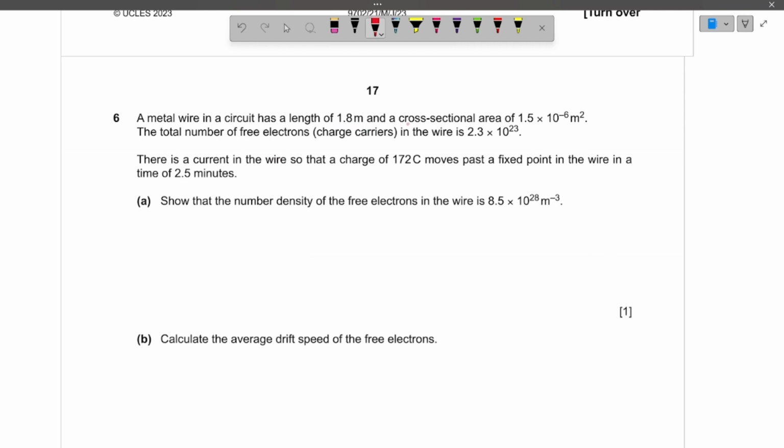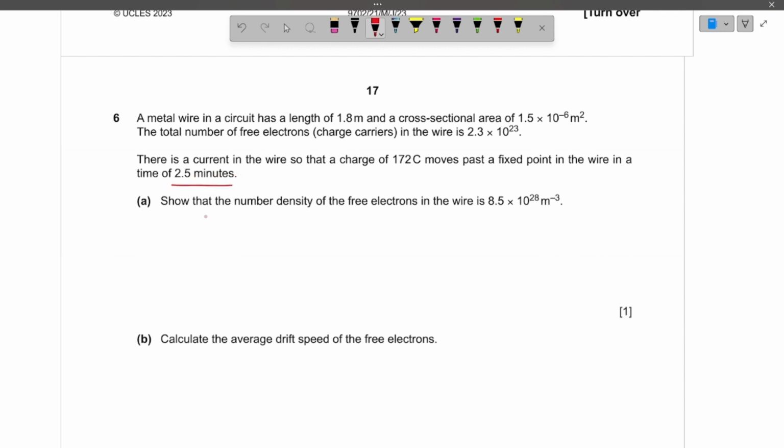Okay, so the next question, number 6, is: a metal wire in a circuit has a length of 1.8 meter and a cross-sectional area of 1.5 times 10 to the power minus 6 meter square. The total number of free electrons or charge carriers in the wire is 2.3 times 10 to the power 23. There is a current in the wire so that a charge of 172 coulomb moves past a fixed point in the wire in a time of 2.5 minutes.